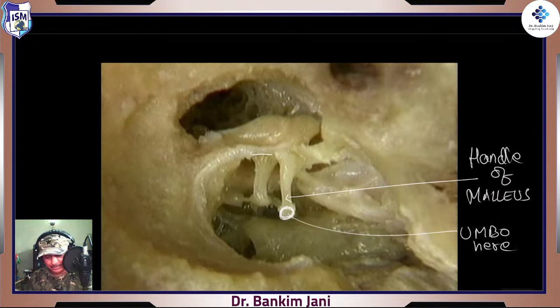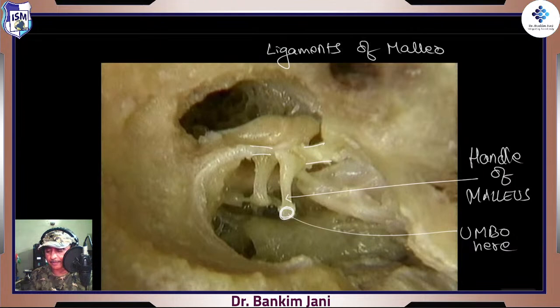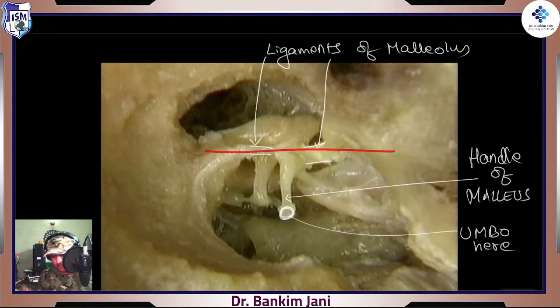And these are the two ligaments, one and two, the anterior and posterior ligaments of malleus. Now, the interesting part is that both these ligaments are in a straight line, and behind also there was the ligament for the incus. All of them are in a straight line. So this will be the line which acts as the central axis, and then the movements would occur.